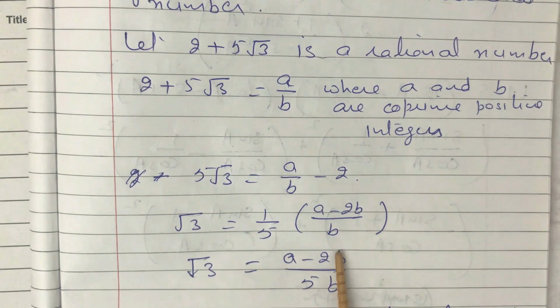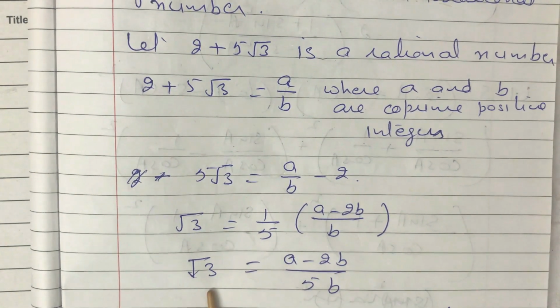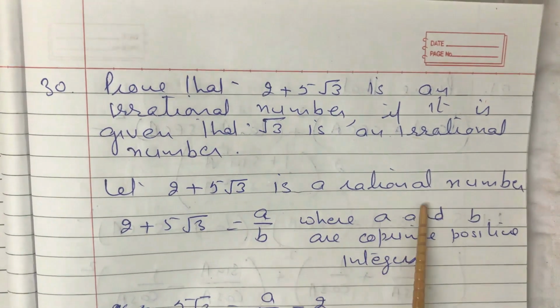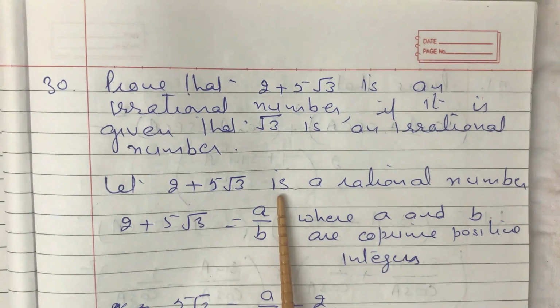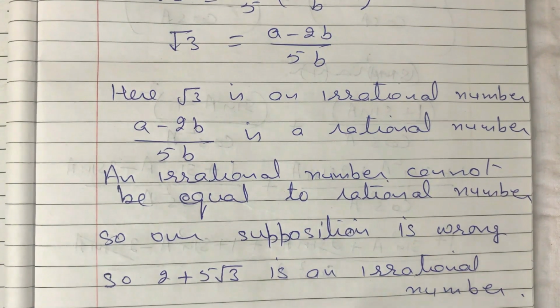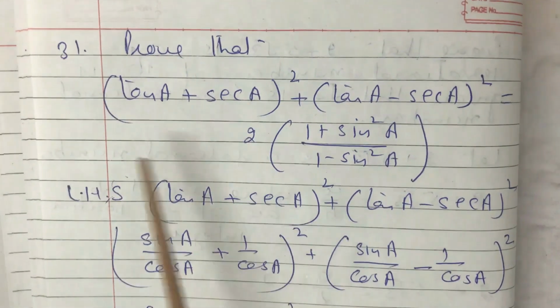Now this is a rational number. This is an irrational number. Rational number cannot be equal to irrational number. So our supposition is wrong. It means this is an irrational number. So this is what I have written here. You can check it. Now the 31st question.